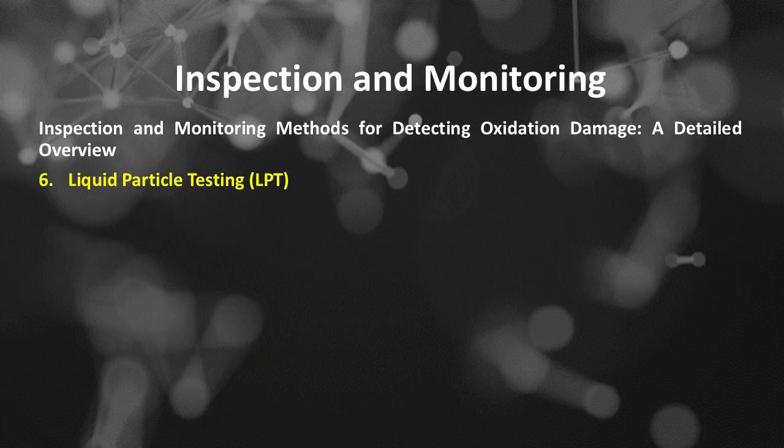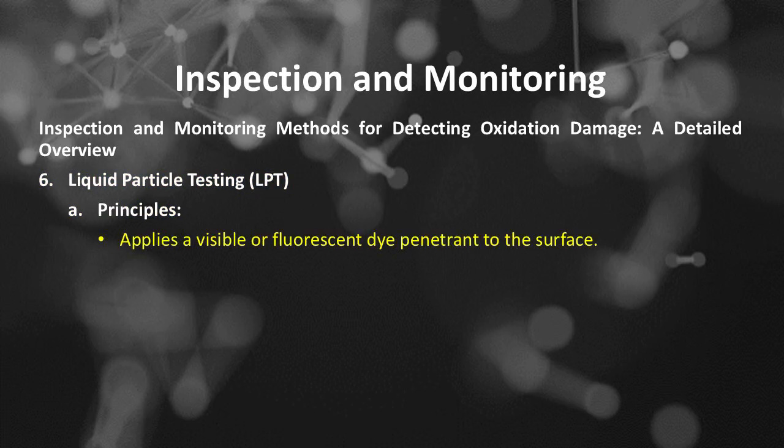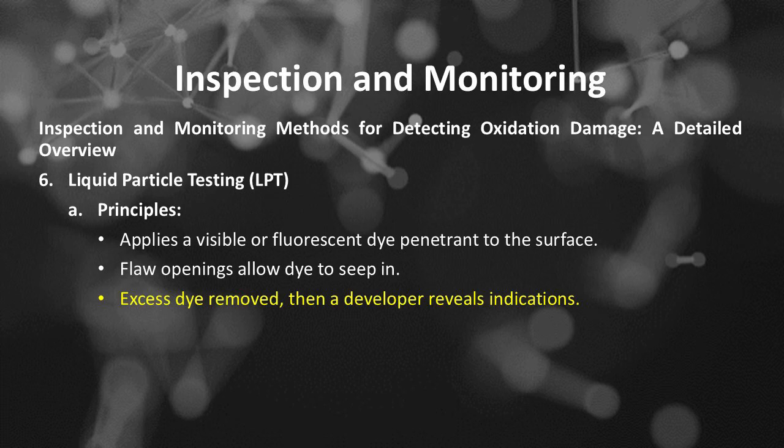Inspection and monitoring methods for detecting oxidation damage. Number 6 is liquid particle testing, or LPT. Liquid particle testing principles include applying a visible or fluorescent dye penetrant to the surface. Flaw openings allow the dye to seep in. Excess dye is removed, then a developer reveals indications.